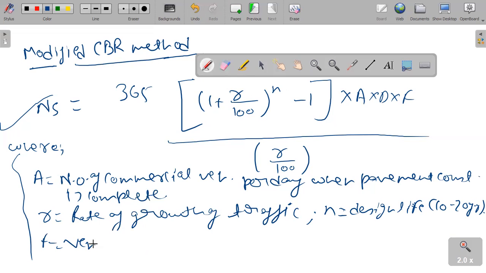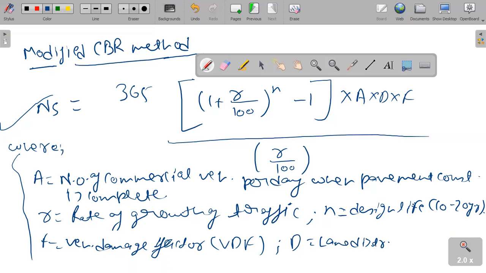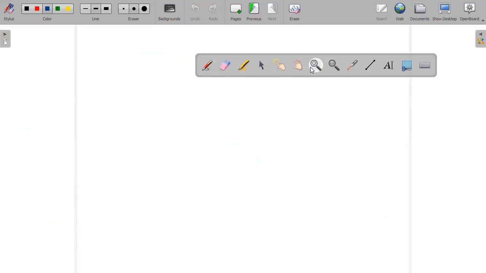Vehicle damage factor, known as VDF. And our D is lane distribution factor. And our Ns is number of cumulative standard axle.